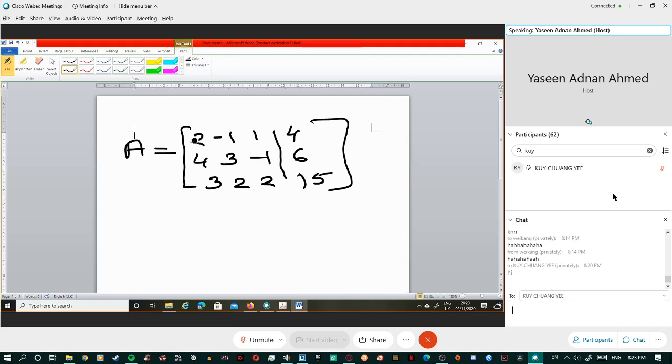Understood? So you cannot have 0 value here. It should be non-zero value. If you have 0 value, you just think about the other equation that has no 0 value. So you change it like that.